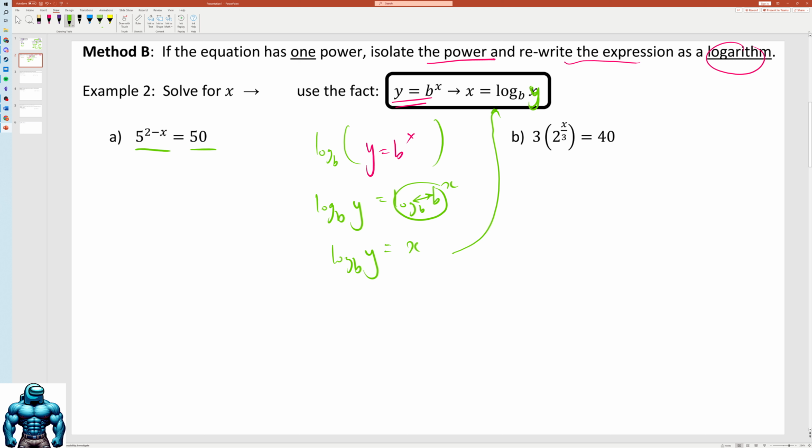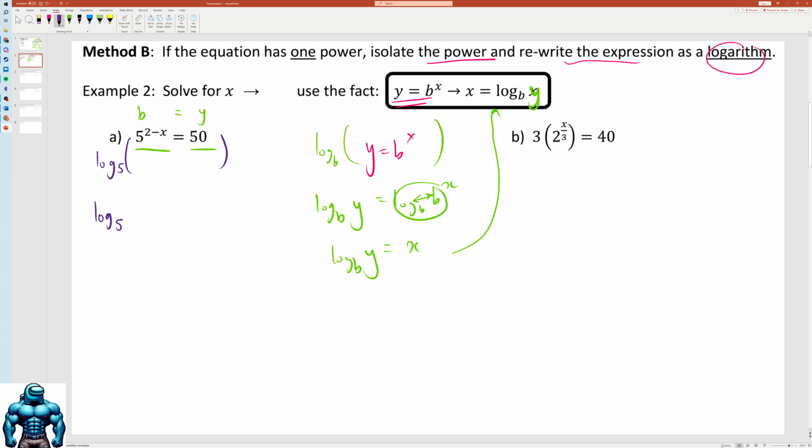Here we're set up in the format we like. y is equal to some base to some exponent over there. Okay, no coefficients, nothing like that. Okay, so now we're going to take the log base 5 of both sides. Let's write it out.